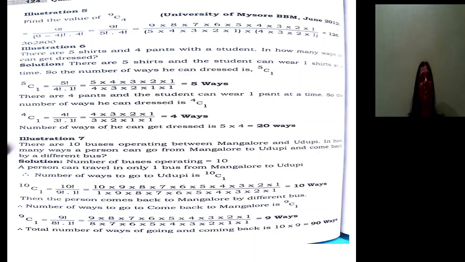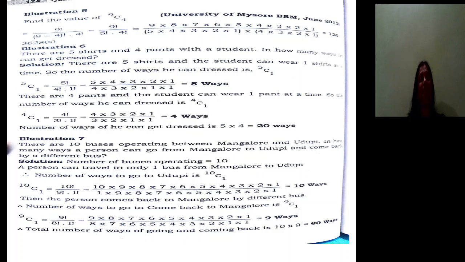So just look at illustration 5. Find the value of 9C4. 9 factorial divided by (9 minus 4) factorial, which means 5 factorial, into 4 factorial. So the answer is 126.